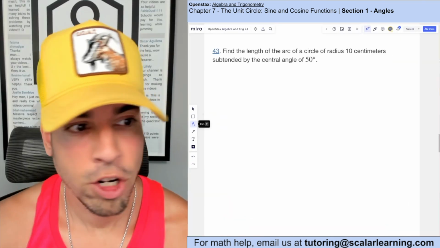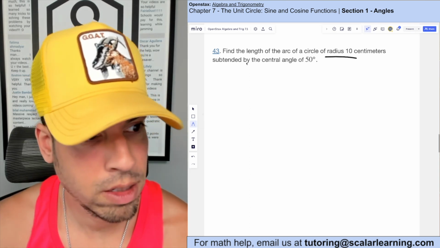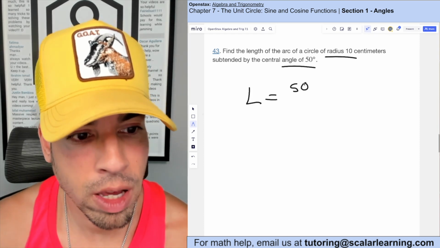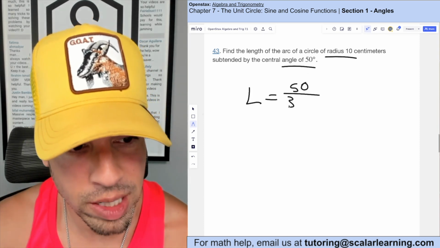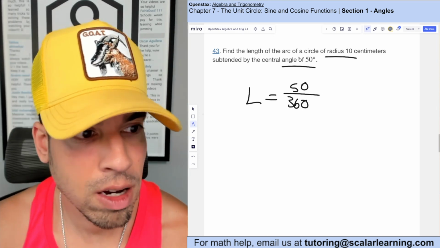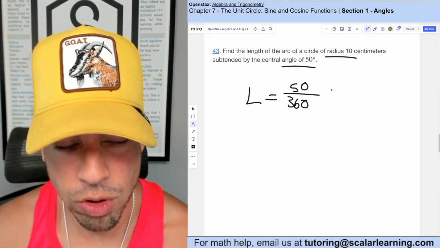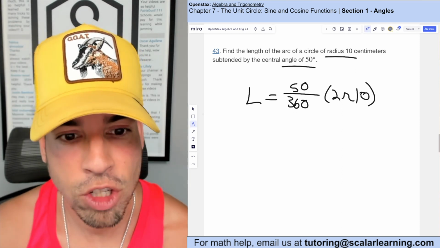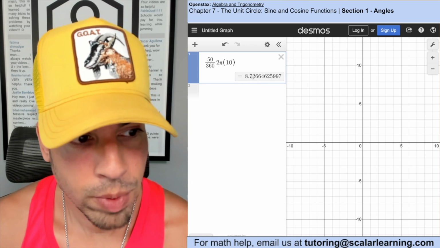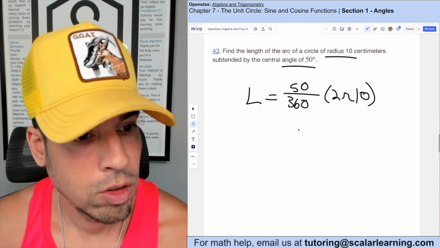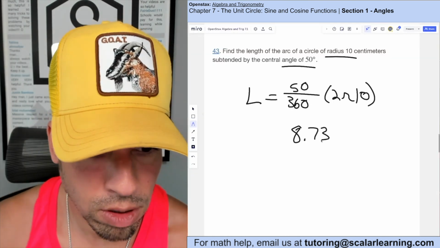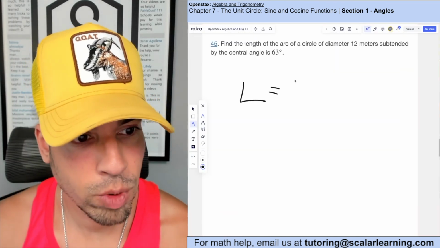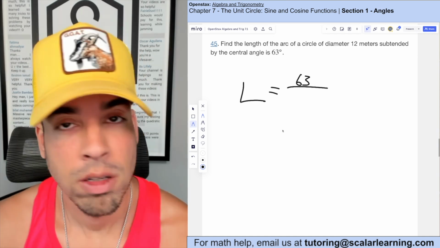Boom, done. Here we're going to find the length of an arc with radius 10 and central angle of 50. So the way we find length is we first take that central angle and we put it over, since we're in degrees, 360. And then it's times the circumference of the circle. So circumference is 2 times pi times the radius, which is 10. So let's plug it into Desmos and see what we get. So here we get 8.73 to the nearest hundredth. So the length would be 8.73 centimeters.